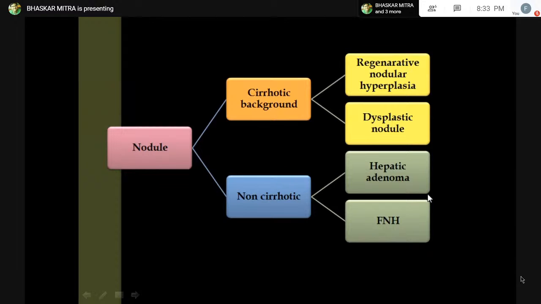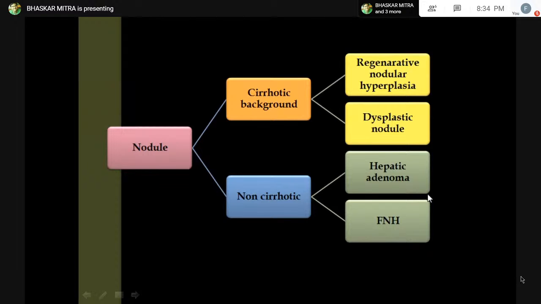If it is on a cirrhotic background, either it can be a non-neoplastic regenerative nodular hyperplasia or a dysplastic nodule. If it is a dysplastic nodule, then we definitely look for the presence of a small amount of nodule-in-nodule hepatocellular carcinoma in it. We can approach it like that.